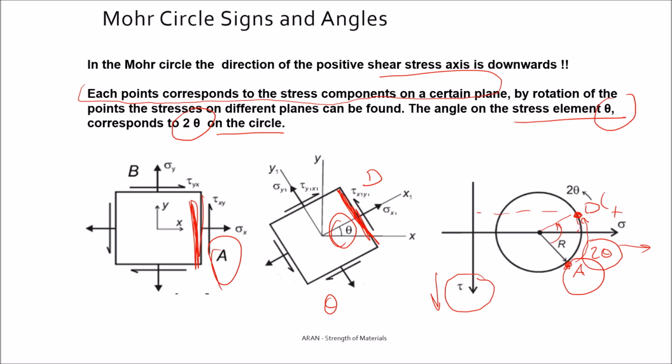It has the new sigma x1 and tau x1y1. You see, the new components are sigma x1, tau x1y1. So this is how you use the Mohr circle for stress transformation.